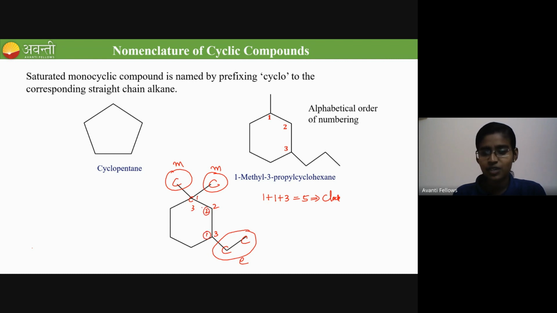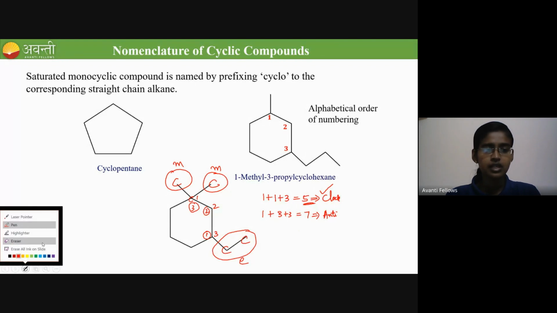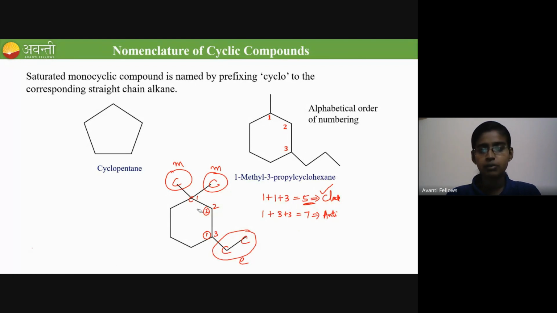Let's check whether your answers are correct. For anti-clockwise, 1 plus 3 plus 3, so 3 plus 3 plus 1 is 7. So which is the correct way of numbering? We have to get the lowest possible number, no? So 5 is the lowest number and the clockwise direction is correct. The anti-clockwise direction is wrong, so let me erase the anti-clockwise numbering.